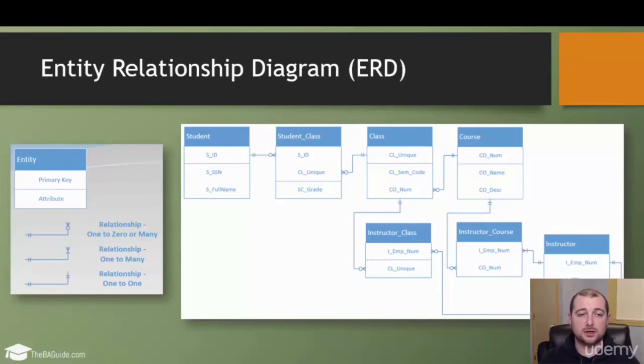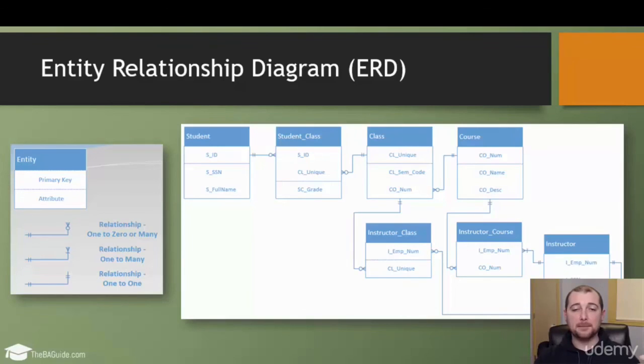So let's look at the student and the student class. And we see that on the student side, we've got 2 lines. And on the student class, we've got this crow's feet looking thing with a circle. So if we look at the key, that means that the relationship is a 1-to-0-or-many relationship. And so what that means is the student can have 1-to-0-or-many student class records. So ultimately that student can enroll in 1, 0, or many classes.